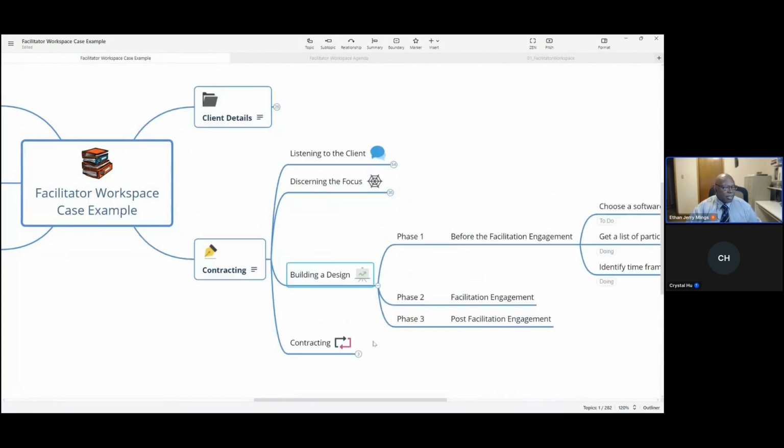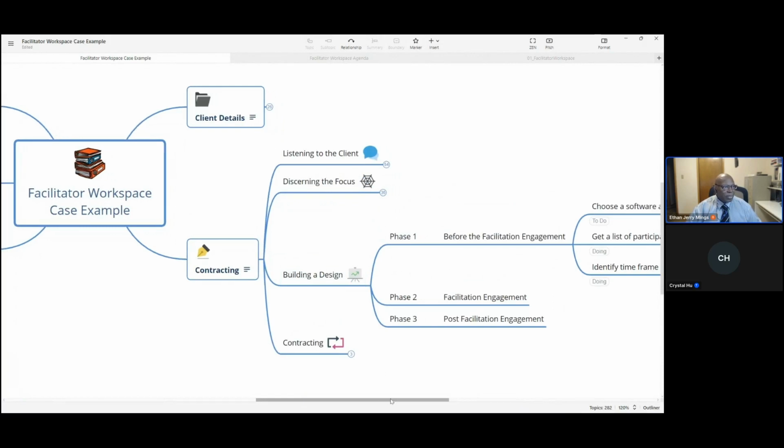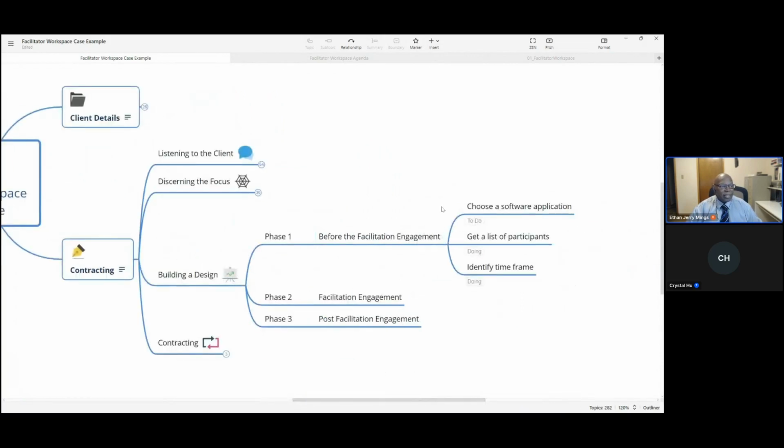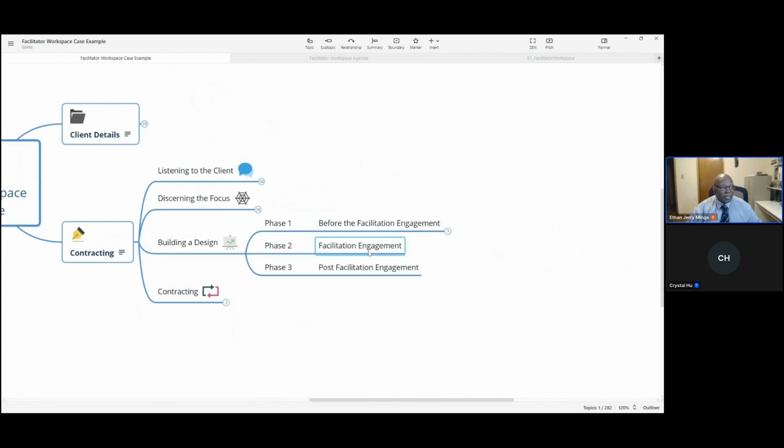Then you can build out a design, which is what are we going to do ahead of time? Since this is going to be virtual, pick a software, get the list of participants, identify the time frame. Then you can do the facilitation engagement and the post-facilitation engagement.